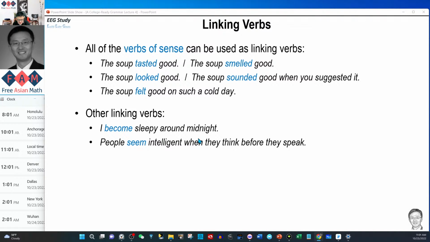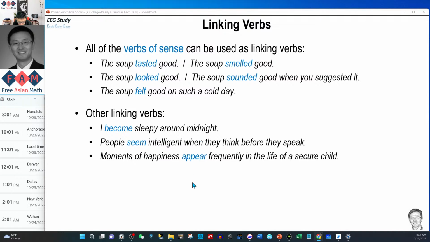People seem intelligent when they think before they speak. Probably we should all learn how to do that. And that's a kind of lifelong learning process. We will become better people if we always think before we speak. Of course, that's too much of a burden for daily conversation. But if you want to say something important, you better think before you speak. So people seem intelligent when they think before they speak.